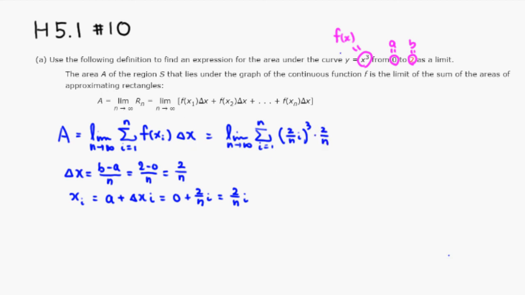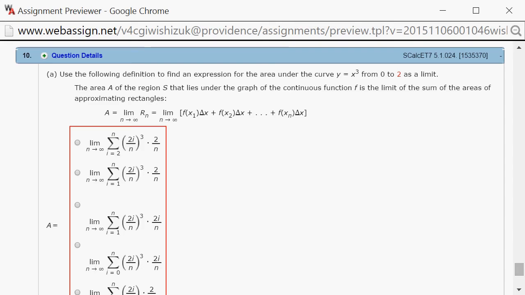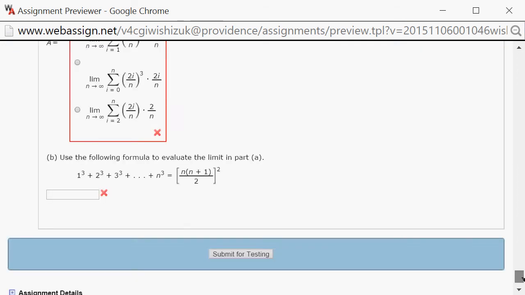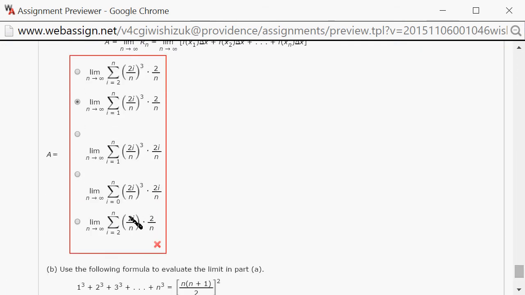Alright, so let's find the correct answer. It's starting from 2, so that's not it. So it's from i equals 1 to n, 2i over n cubed, so this is going to be the correct one. What's the difference here? Oh, there's an i here, so that's not correct. And this one, there's an i there. And the last one, what's wrong with that? There's no cubed. Alright, so we have the correct one.